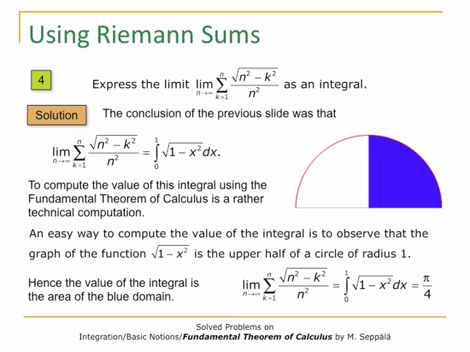And now we conclude that the limit as n goes to infinity of the sum k from 1 to n of square root of n squared minus k squared, divided by n squared, is the integral from 0 to 1 of square root of 1 minus x squared dx, and that this integral is pi over 4.